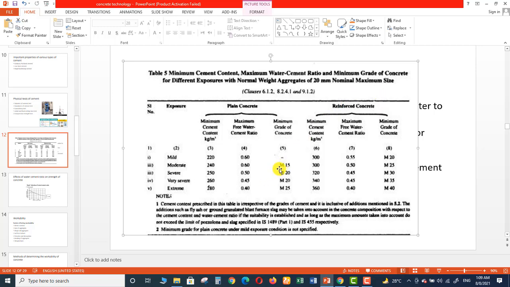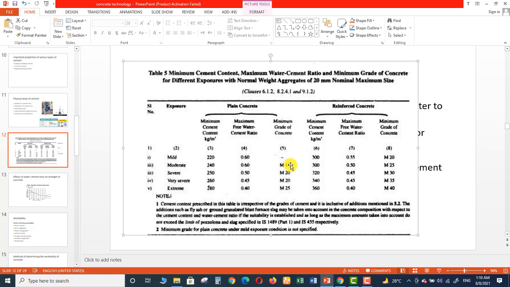Let me take an example, like if the minimum grade of concrete is M15, in M15, 15 is showing the compressive strength and M means mix, right? So 15 is the compressive strength after 28 days. This is 20, this is 25. So these numbers are showing the compressive strength of the concrete after 28 days, and M shows the mix.